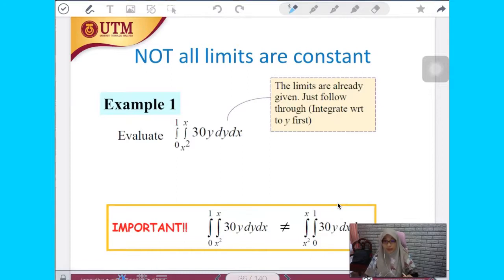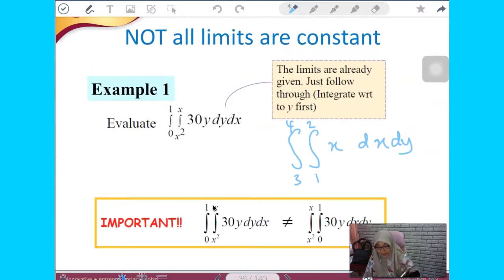Okay, so now about how we can determine this. Before I give you an example, there is something that I want to stress here, which is very important. If you have a rectangular region where the function is just x, dx dy, and let's say the limit of x is 1 to 2, and y is 3 to 4, you can integrate easily with respect to x first or with respect to y first, right?